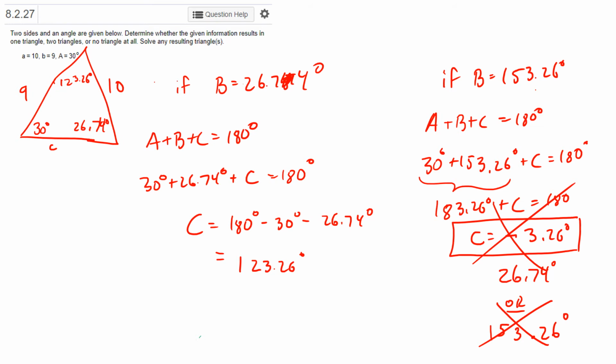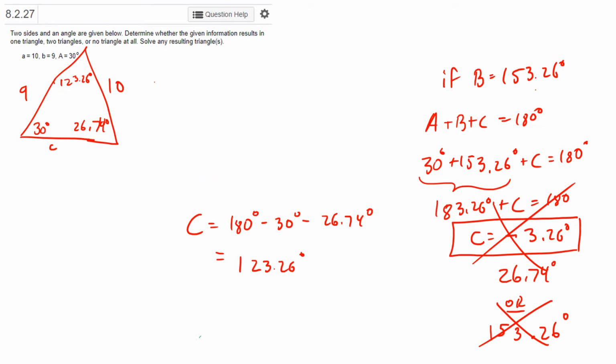And now the only missing thing is side length C, and I'm going to find that using the law of sines. Just to rehash what we've done so far, we started off by asking, what's the angle across from side B? The law of sines told us that the sine of that angle had to be 9/20, but there are actually two possible angles that have a sine of 9/20, 26.74 degrees and 153.26 degrees. But because this angle was already 30 degrees, this angle couldn't have been 153 degrees. So the only legitimate choice was 26.74, which made this 123.26 degrees.